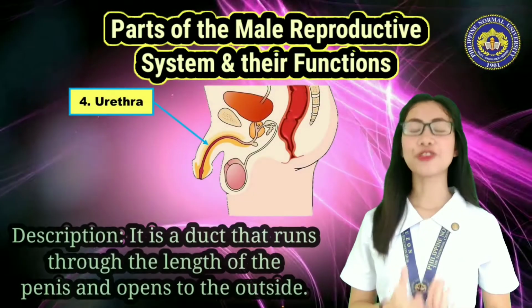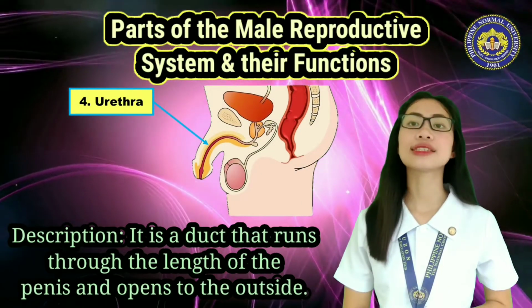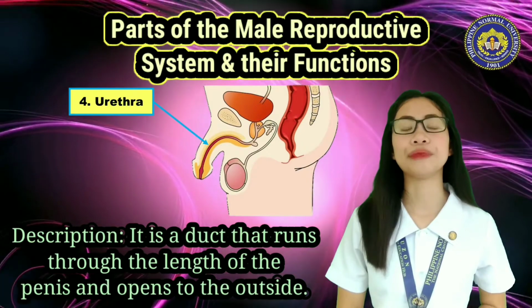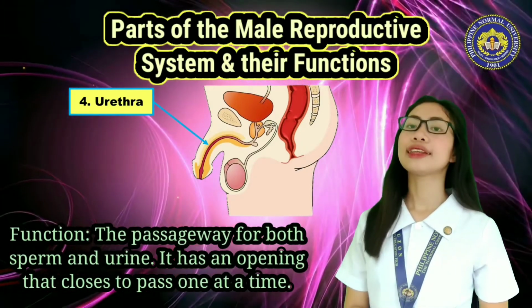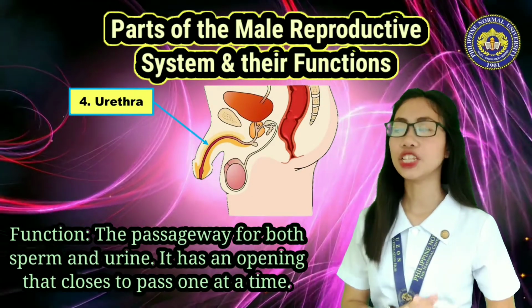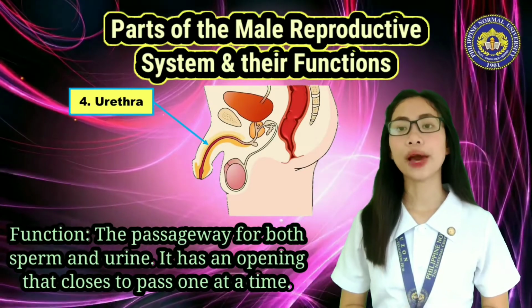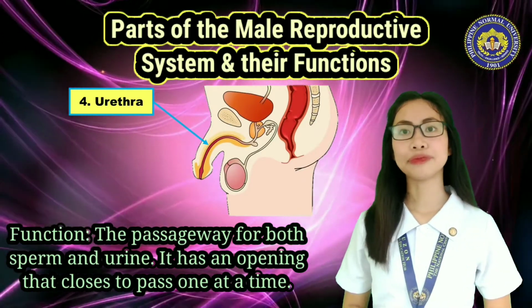Fourth is the urethra. It is a duct that runs through the length of the penis and opens to the outside. The function of the urethra is to serve as the passageway for both sperm and urine. So it has an opening that closes to pass one at a time.